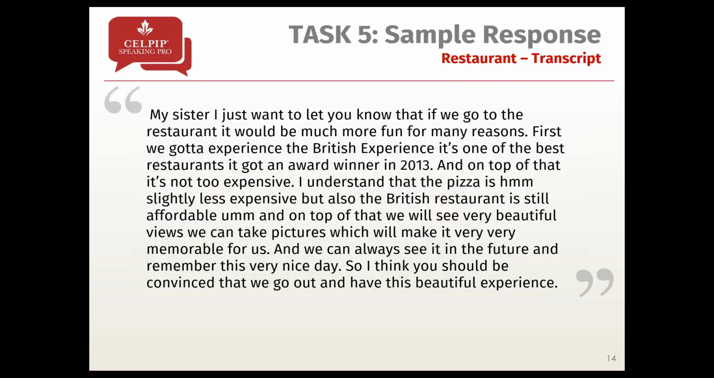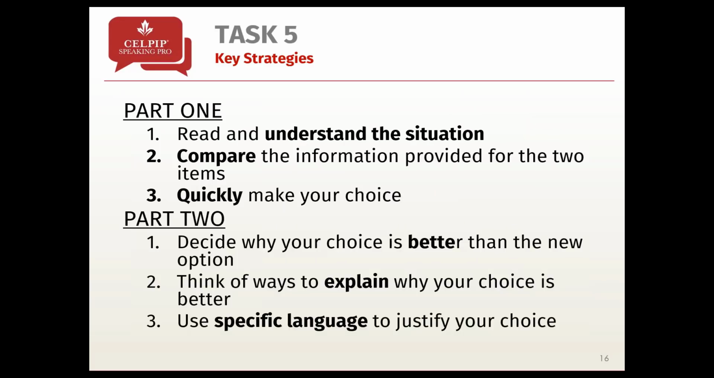I see Chris has been answering some questions. All right, so to summarize for task 5, strategies are divided into the 2 parts of the task. So for part 1, 3 things to keep in mind. Use your time to read the situation and understand what's going on. In addition, you're going to spend your time comparing the information for the 2 items and then quickly make your choice before the 60 seconds are up. Remember, if you don't click on your choice, then the computer will choose one for you.